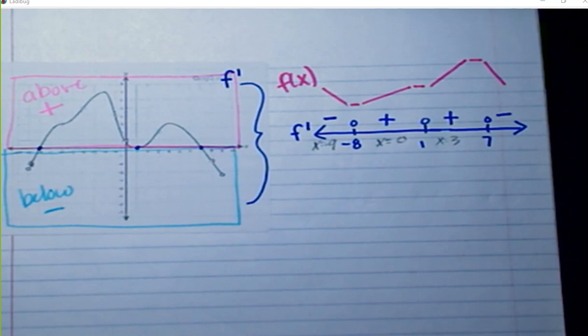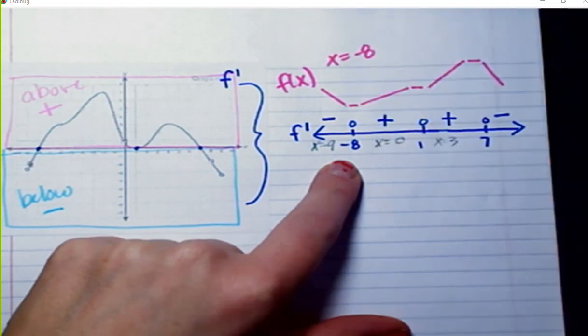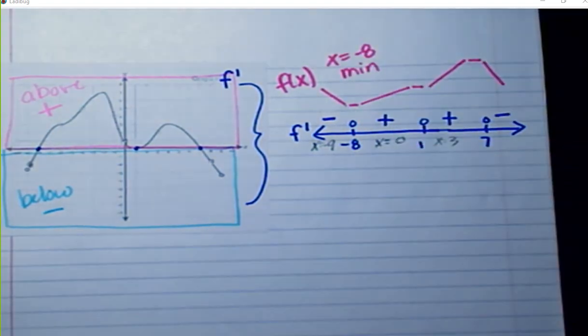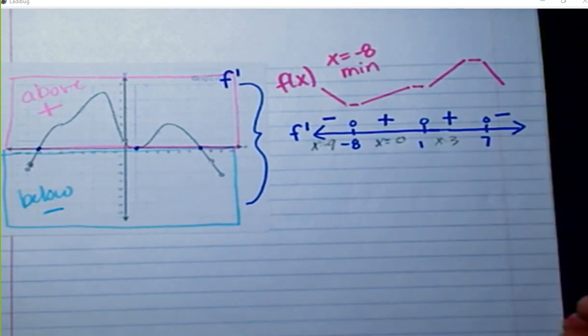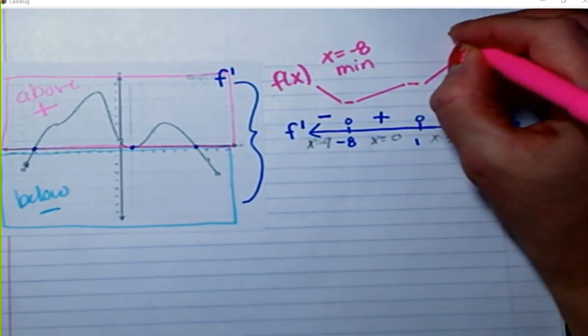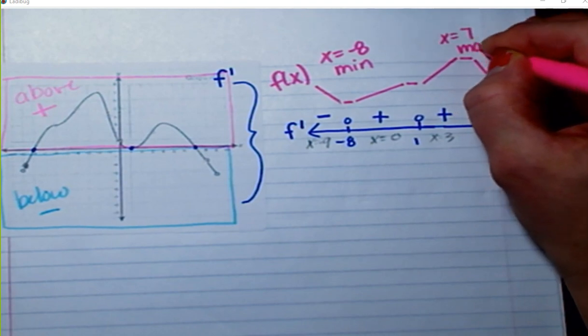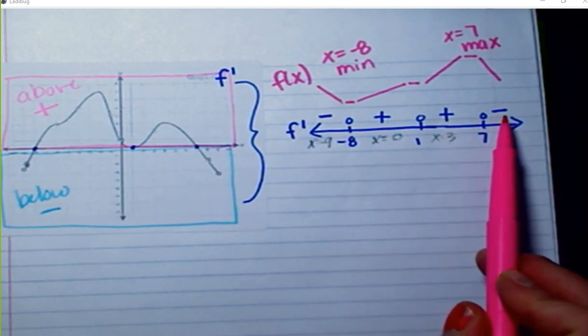I'm just putting the columns together. Okay, so x equals -8 is a minimum because it's the bottom of the valley. Nothing happens at x equals 1 because it's just like a double increase. And then x equals 7 is where the maximum occurs, because f prime goes positive to negative.